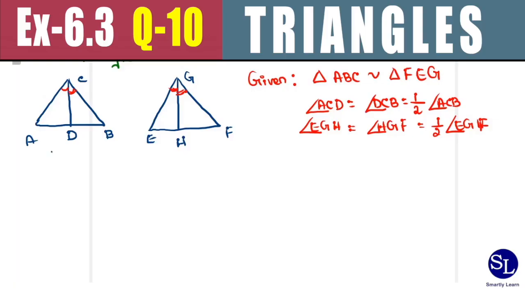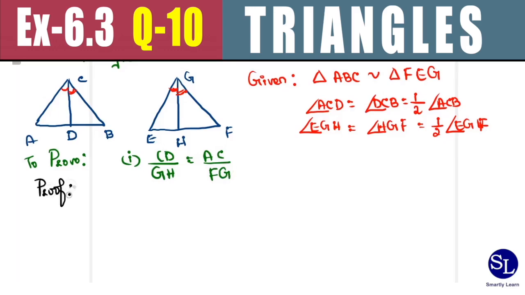Let's start with the proof. As I told before, the proof has many subdivisions, so I'm taking the first one. We need to prove that CD by GH is equal to AC by FG. This is the first proof that we need to do. Let's start writing the proof for this. What is given to us is that triangle ABC is similar to FEG. This statement is already given to us.